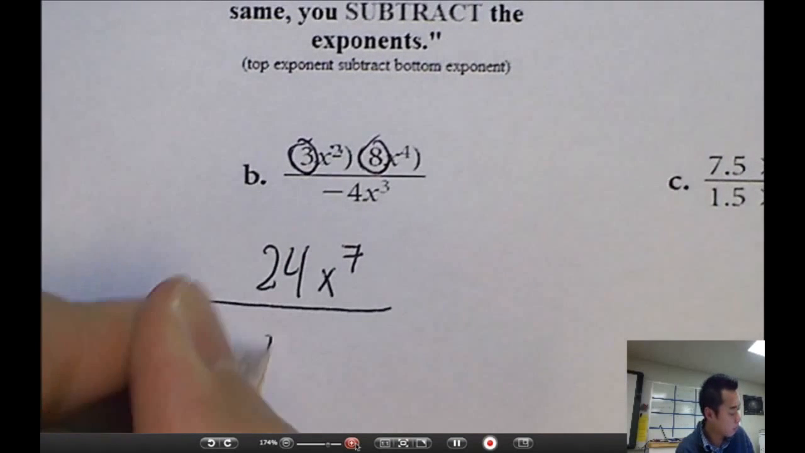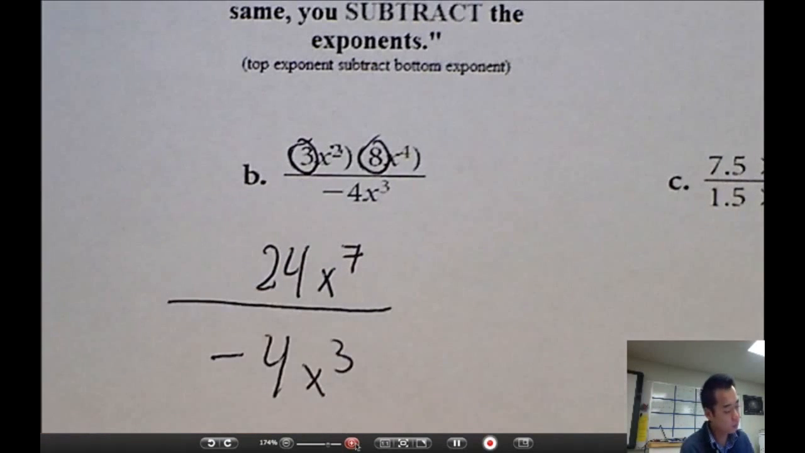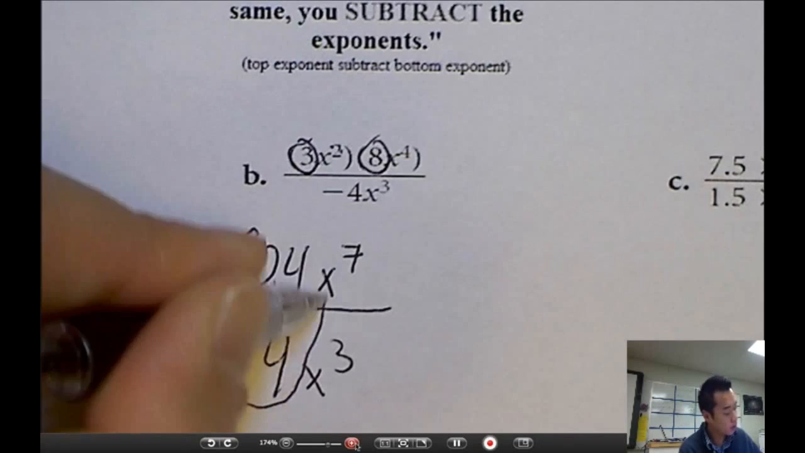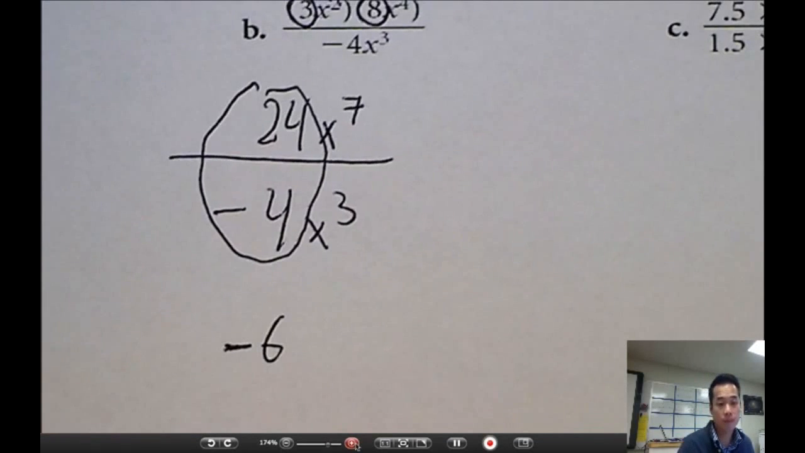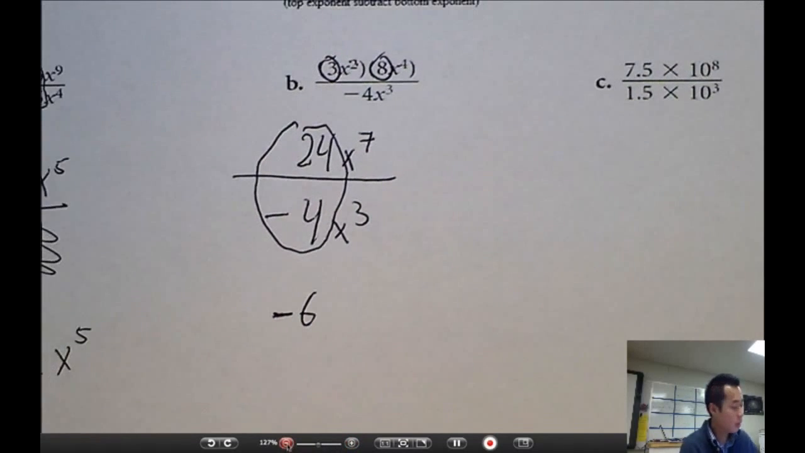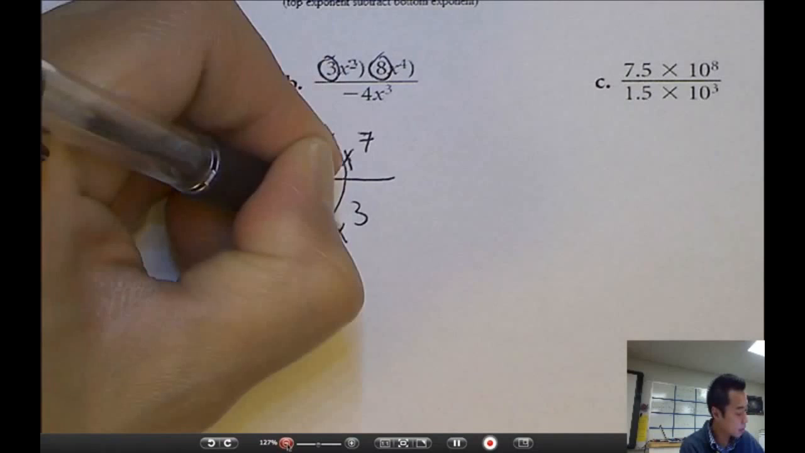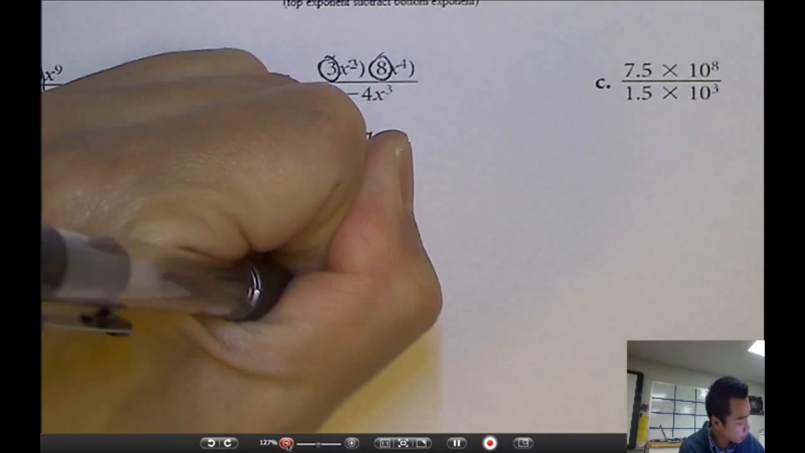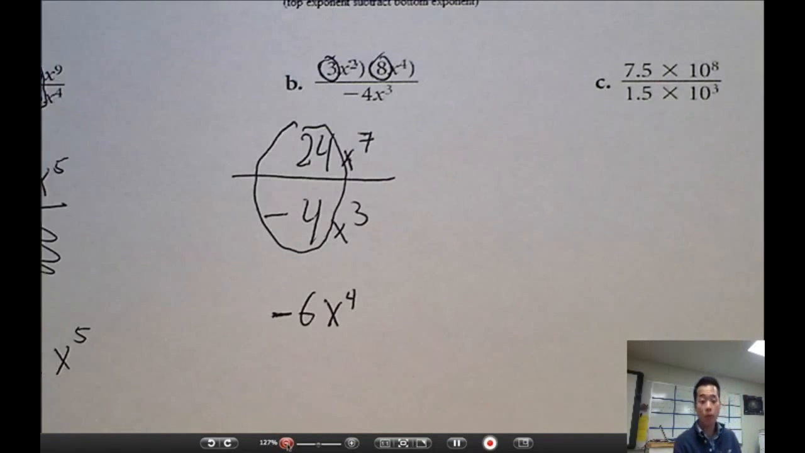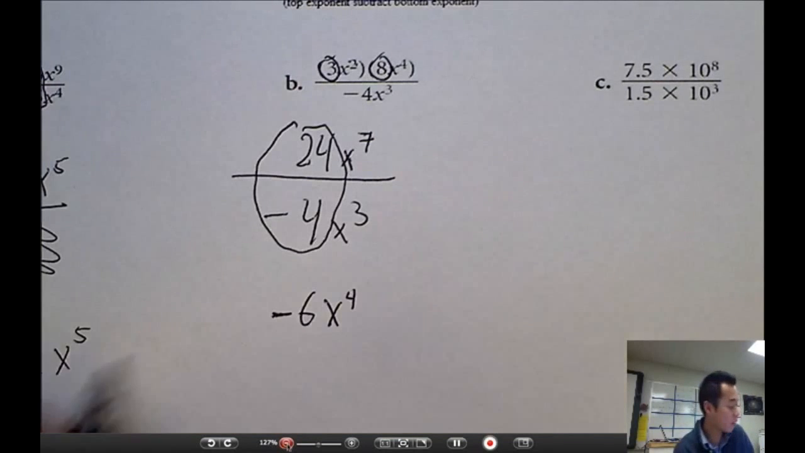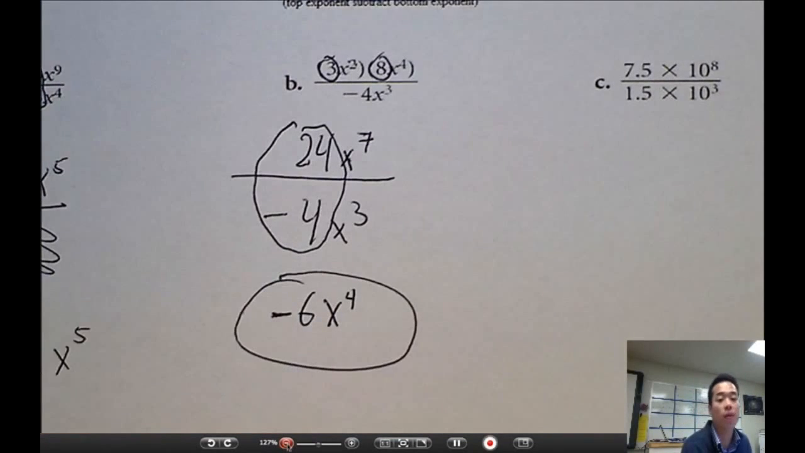Divided by negative 4x to the 3rd. Take care of my coefficients. That's negative 6. Zoom in a little bit. And then x to the 7th up top, x to the 3rd on the bottom. All I have left is x to the 4th after I cancel everything out. And again, technically there's a 1 there, but I'm not going to write it. So my final solution is negative 6x to the 4th.